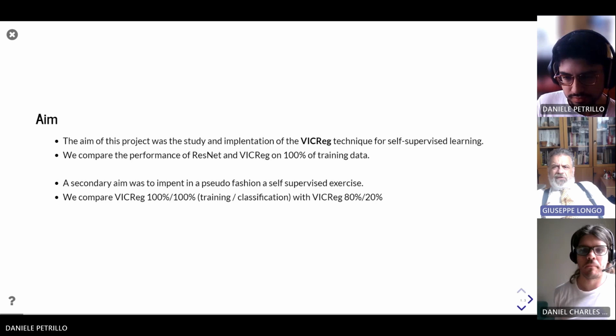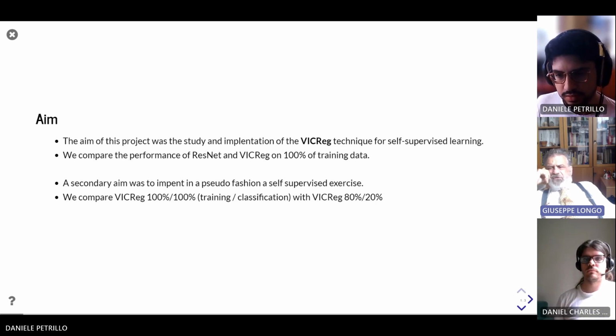Can you explain better what it means and why to use 100% of training data, which, as you know, is rather unconventional for machine learning?